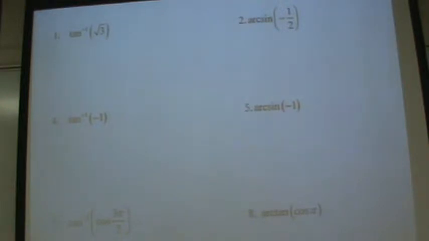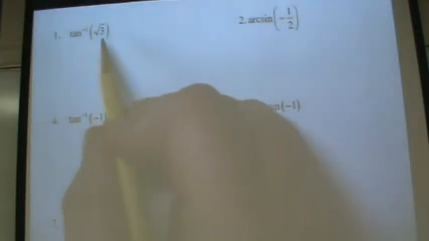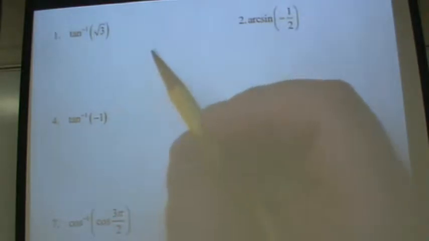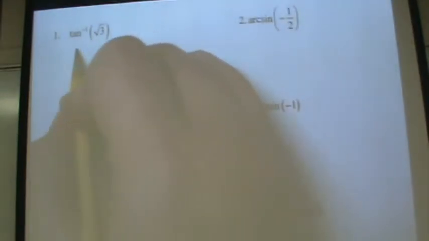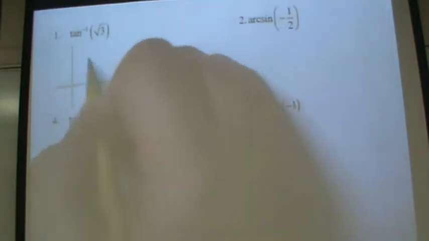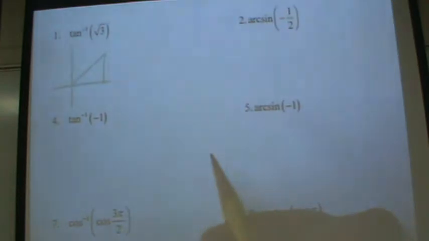This is 8.2, the extra practice, the review that I gave you guys. Problem 1, we're finding the inverse tangent of root 3. What quadrant are we in? We're in the first quadrant because we're positive. So once you know you're in the first quadrant, draw your triangle.